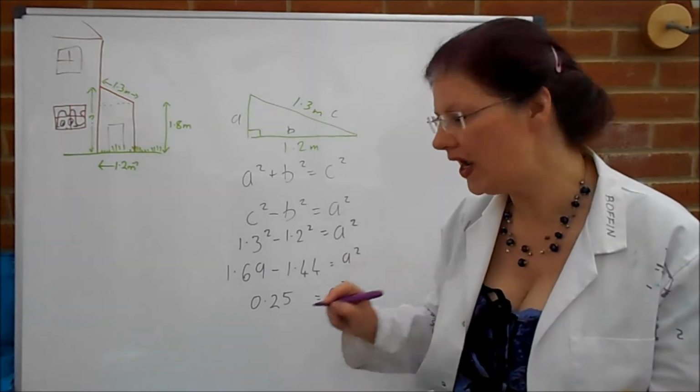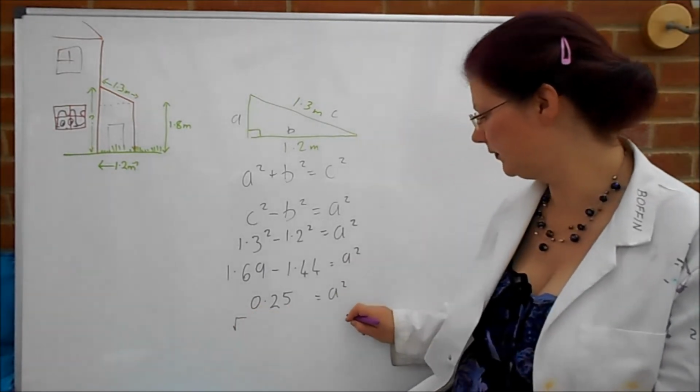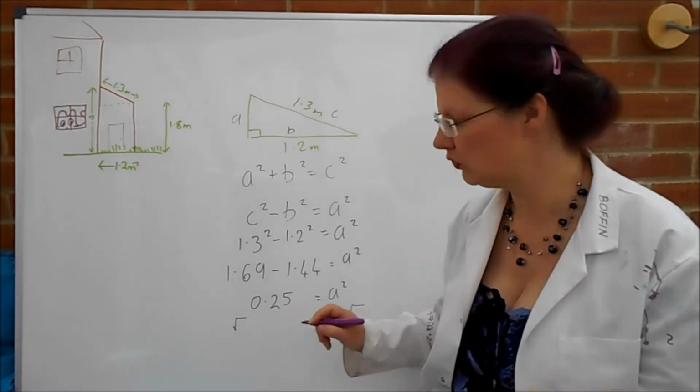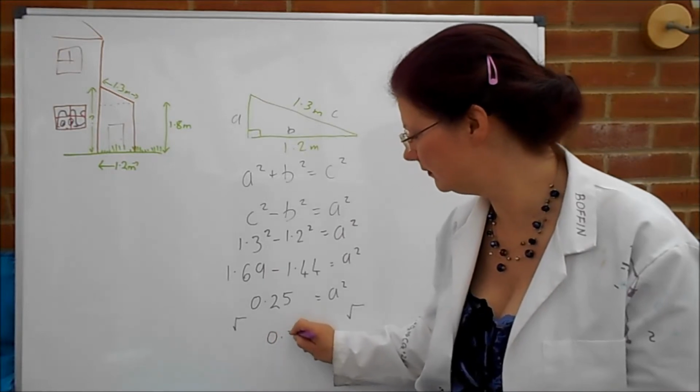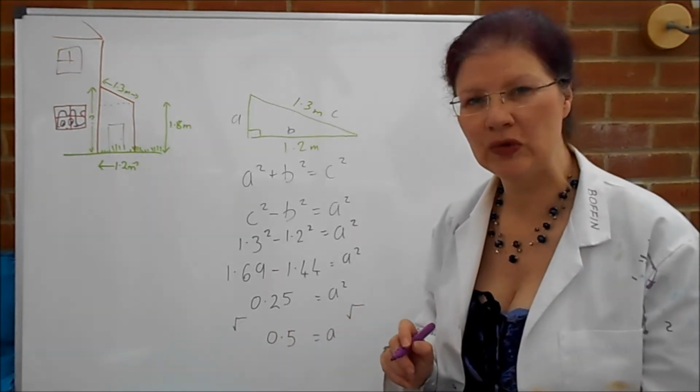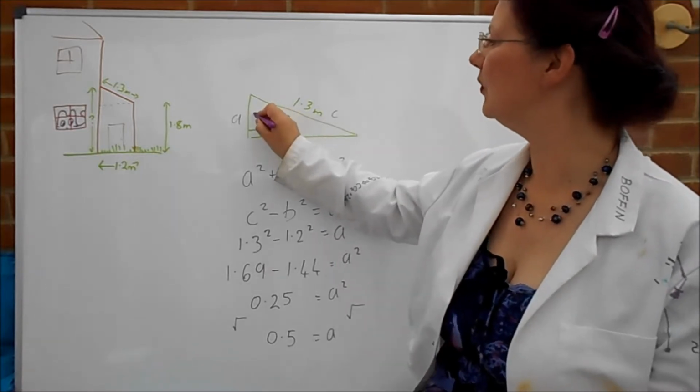So now we need the square root of 0.25. Do you happen to know that? The square root of a quarter. Slightly strangely, it's a half. So 0.5 is equal to a. So that distance there is 0.5.